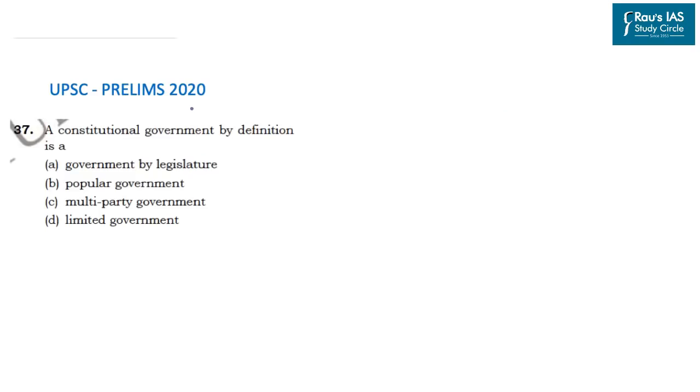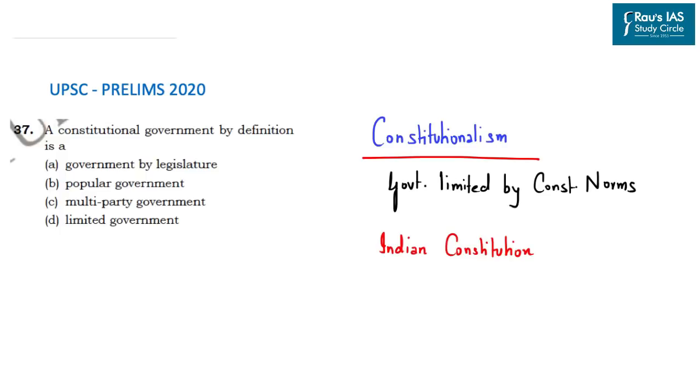Now let's take up the next question on constitutional government. To answer this particular question, you need to have a clear understanding of the concept known as constitutionalism. In simple words, constitutionalism refers to limited government, or a government limited by constitutional norms or provisions. Now, if we think about the Indian Constitution, then we understand that it not only provides for certain rights but also limits the powers of the state.